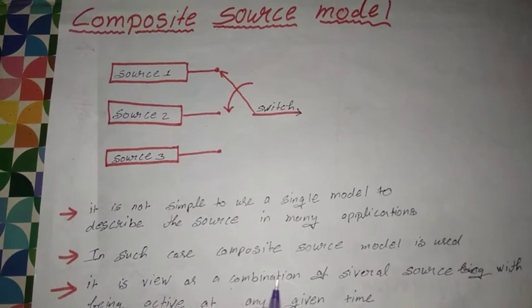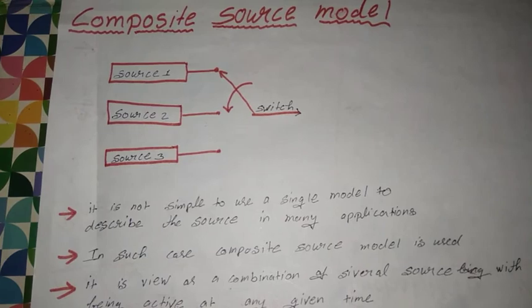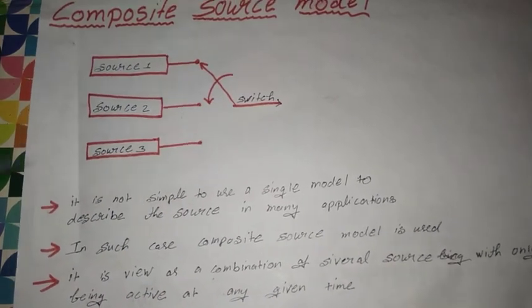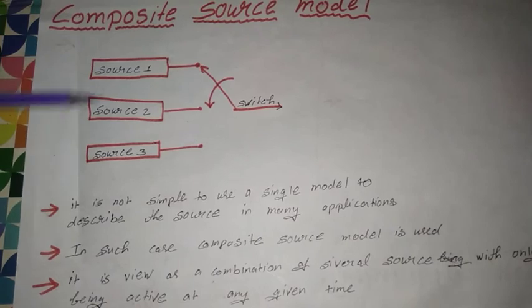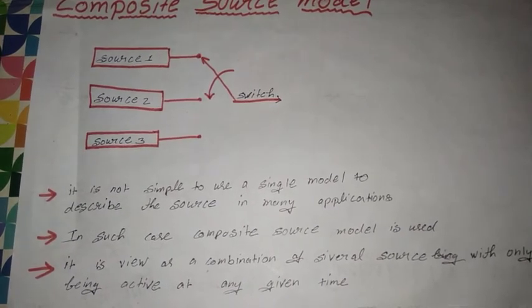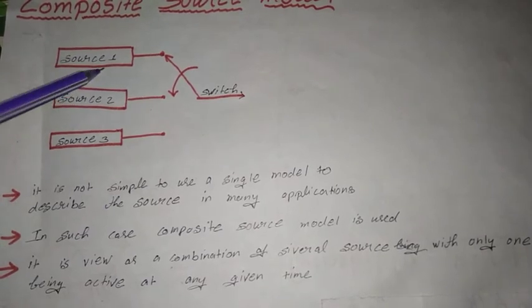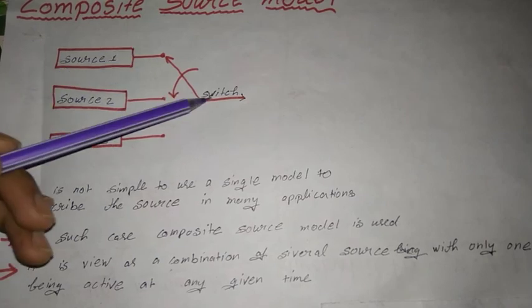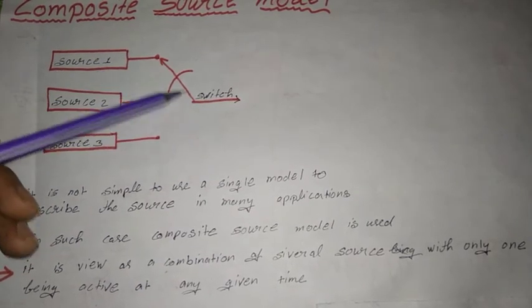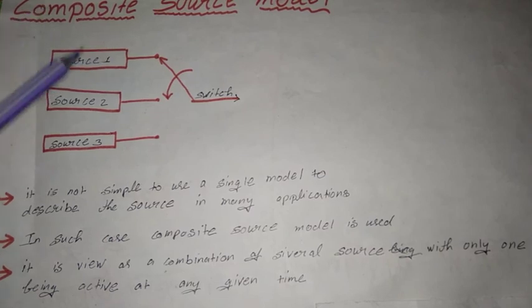Means we are unable to describe the source using a single model in many applications, then at that time we use a composite model. It is viewed as a combination of several sources, like in the figure, with only one source being active at a given time. Means only one source is active at a given time. It is connected through a switch, and the switch activates one source at a given time.